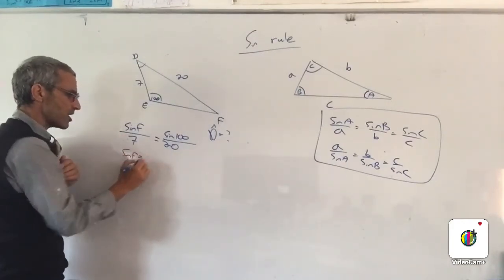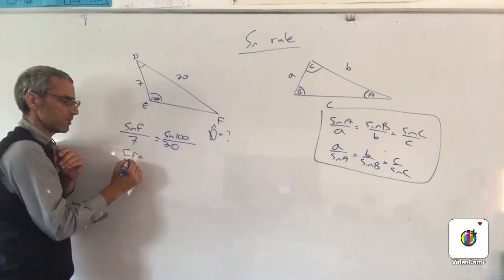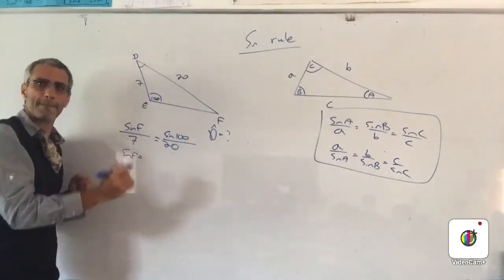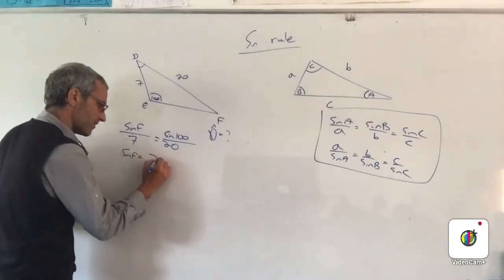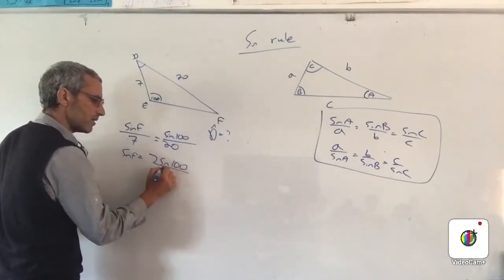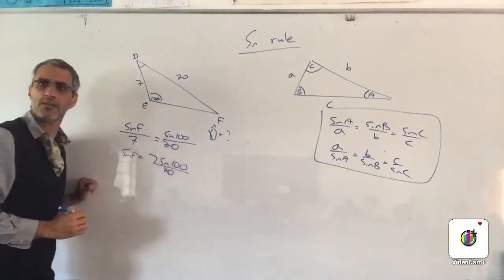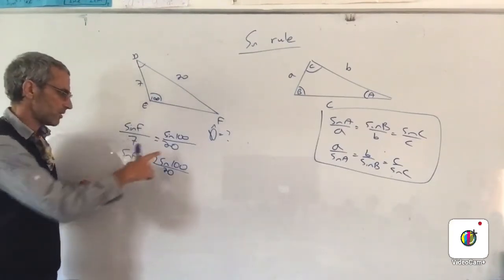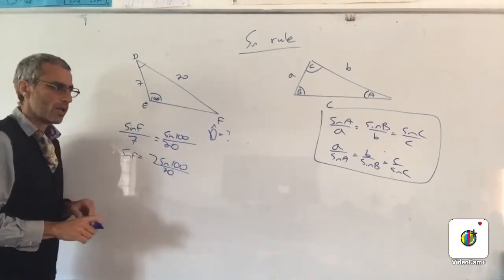Sine F will be equal to 7 times sine 100 divided by 20.